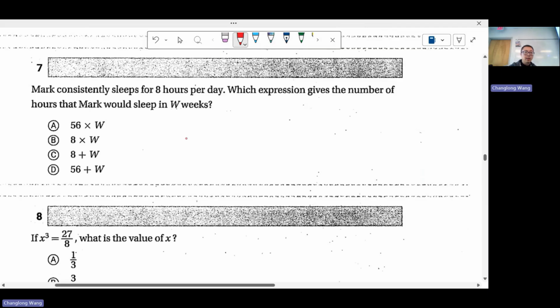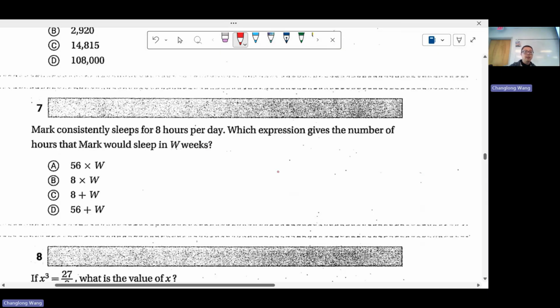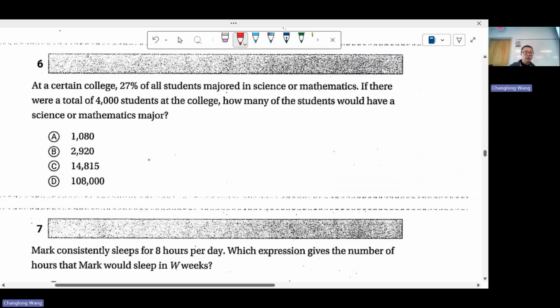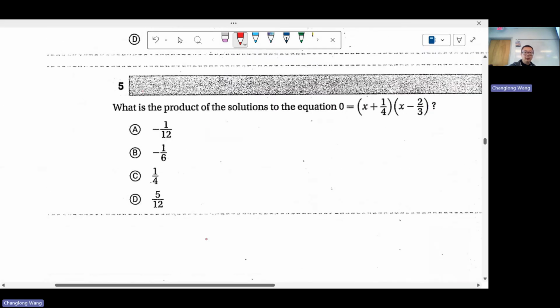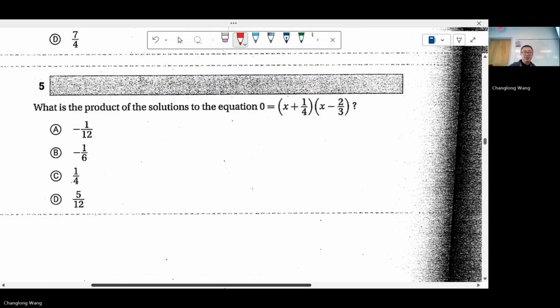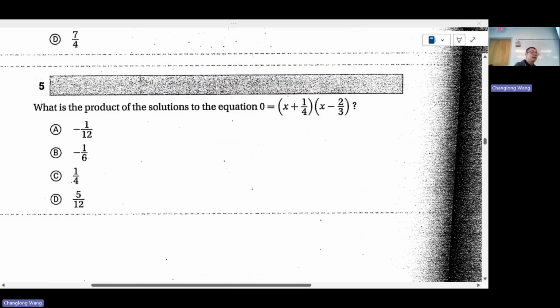Number 7, and again, as long as you know there are 7 days in a week, you'll be fine. Now number 6, a much more straightforward version of a question based on percentage, so I'll skip that as well. All right, now number 5. Go ahead and give it a try.